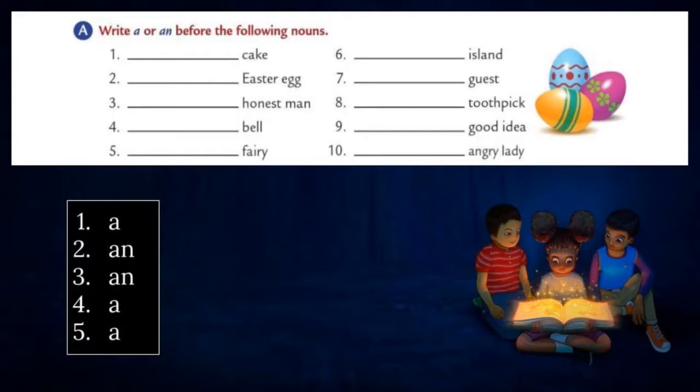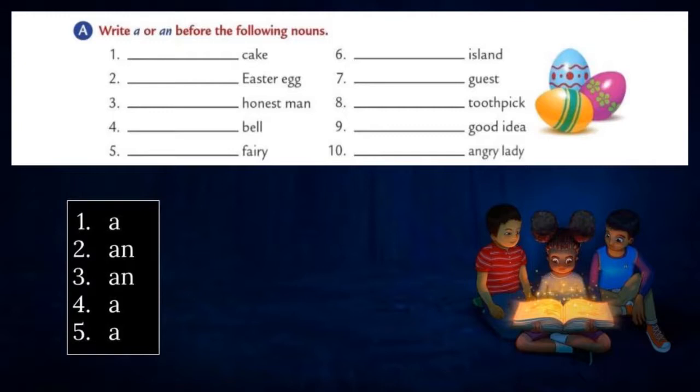Yes, we know that Easter egg, E is a vowel. So the answer is an. Let's move to the third one. Dash honest man. The first letter is H. Already I said that some words will start with a consonant letter, but the letter H is in silent mode. So what do we do now? We should use the article an. An honest man. It is applicable for the letter H, okay?